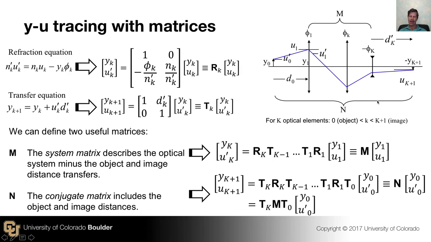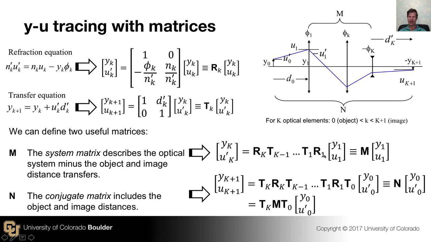If we have an imaging system, then we can immediately define two incredibly useful matrices, and we're going to use these to abstract a lot of important properties out of a system. The system matrix defines and describes everything that's inside the optical system except the object and the image distances. So we start with ray height y1 and ray angle u1 going into surface 1. We can tell it's going into because there's no prime here.